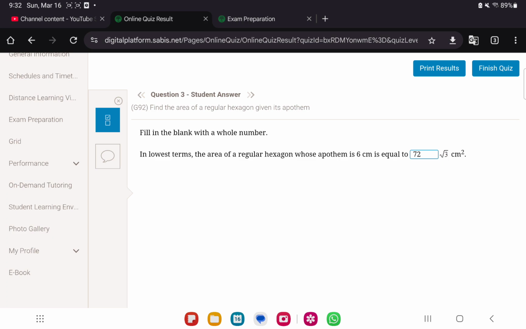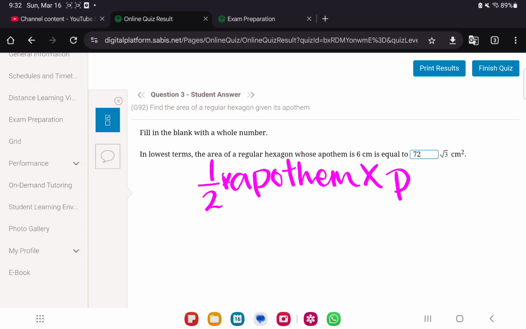Because to be honest, I don't remember ever studying the area of a hexagon. But I guess they're giving it to us, okay? So the area of a hexagon is half times the apothem, okay, this took way too long to write, times the perimeter, okay?